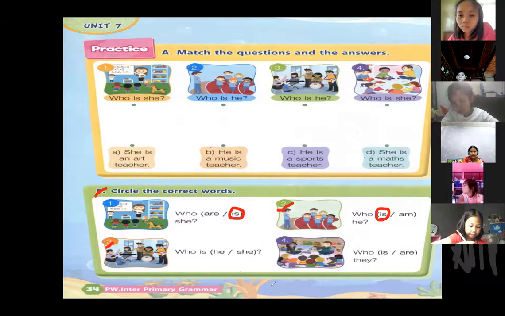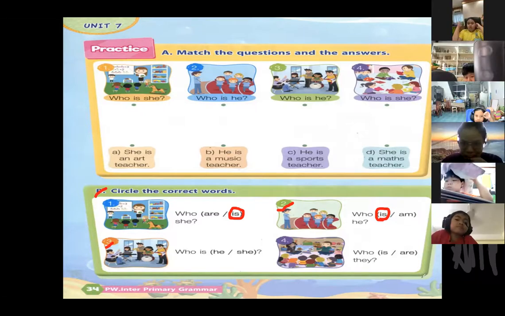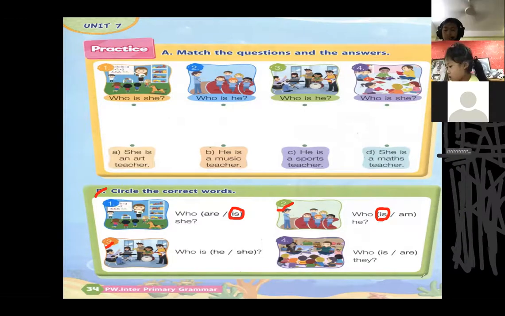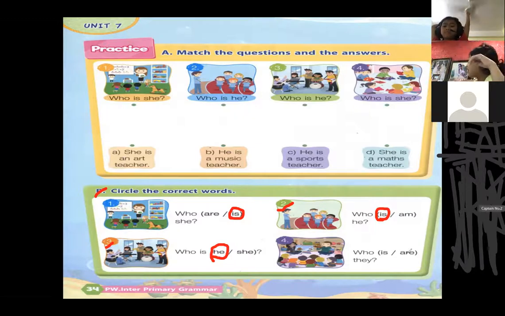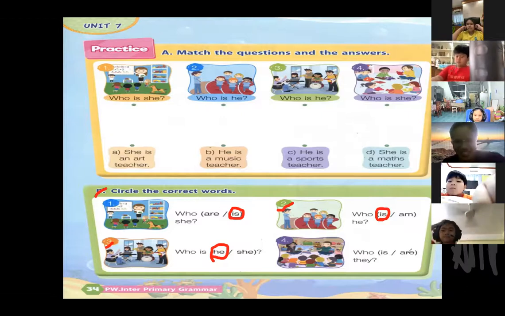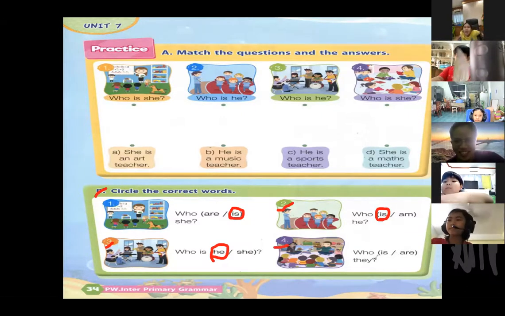1, 2, 3. I see Rose. Okay, Rose, look at the screen. Chris, don't write anything. Is he or she? He. Okay, who is he? Okay, number 4. Raise your hand so you get points today. 1, 2, 3. Okay, who are they?